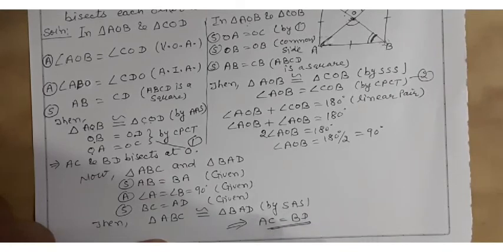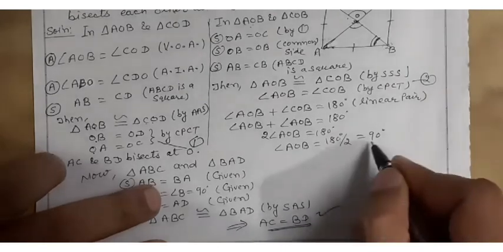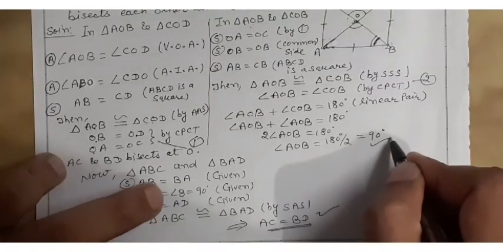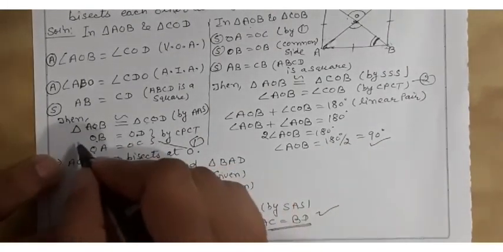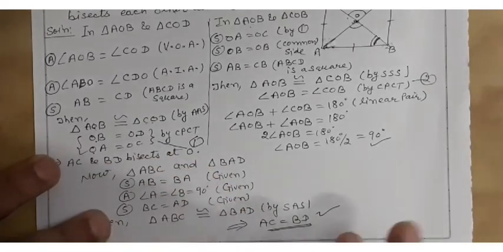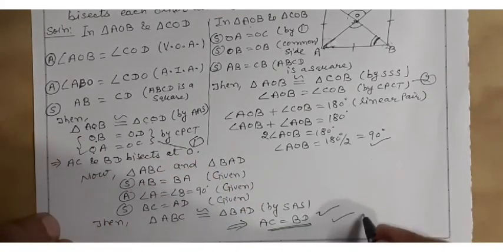It means diagonals of a square are equal, and bisect each other at 90 degrees. This is showing the bisect thing. All three things are proved. This is a very important question.